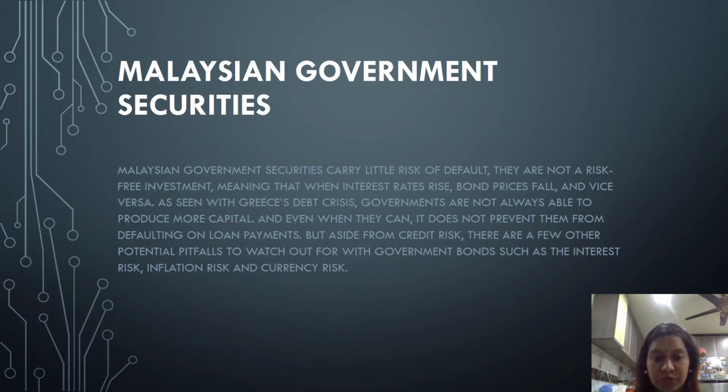Malaysian government securities carry little risk of default. They are not a risk-free investment, meaning that when interest rates rise, bond prices fall, and vice versa. As seen with the Greece debt crisis, governments are not always able to produce more capital, and even when they can, it does not prevent them from defaulting on loan payments. But aside from credit risk, there are a few other potential pitfalls to watch out for with government bonds, such as interest rate risk, inflation risk, and currency risk.